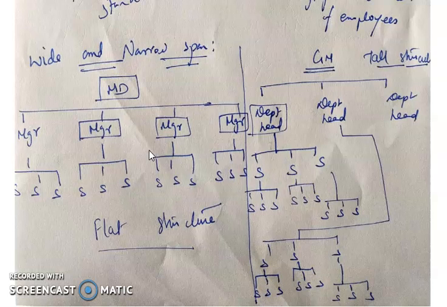On the other hand, if you come to a tall structure, there is a general manager who has different department heads. Under the different department heads, you have other supervisors. The supervisors will have subordinates, and each supervisor has subordinates. So this is very tall, and you can find there are many layers of supervision.